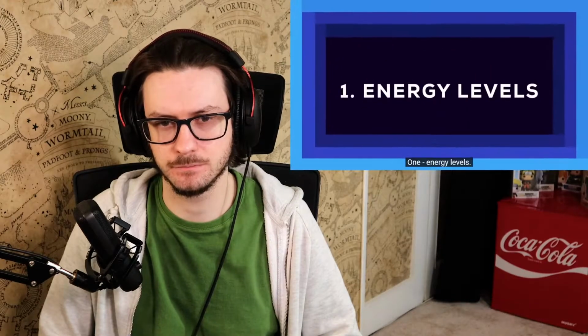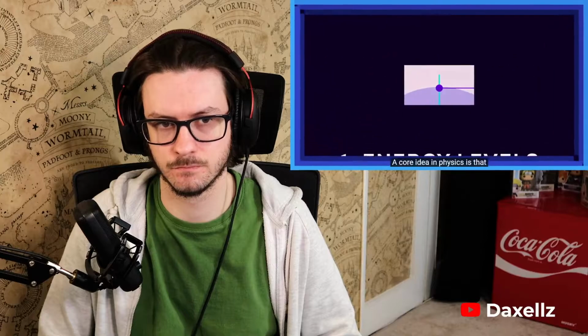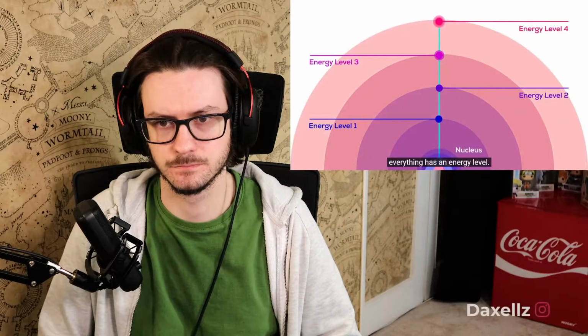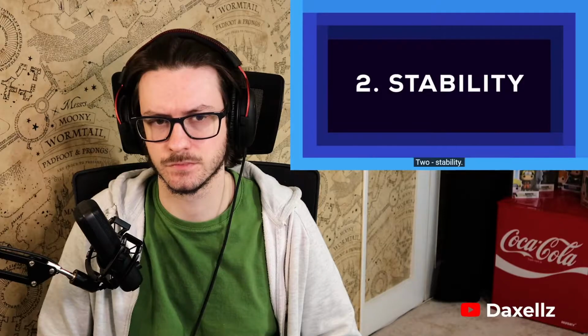To explain how our universe could destroy itself, we need to understand two principles. Yep. 1. Energy levels. Of course. A core idea in physics is that everything has an energy level. The higher the level, the more energy is in the system. Wood, for example, has a high level. It can be burned, a process that releases the chemical energy stored in its molecular bonds and turns it into heat. Yeah. The ash left over is at a lower energy level than the wood before. Yeah. 2. Stability.